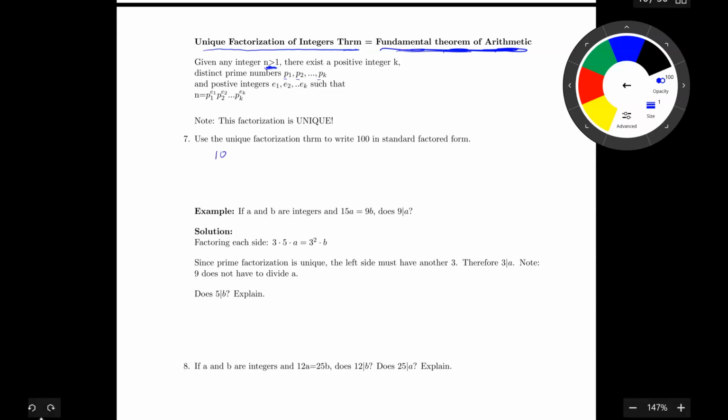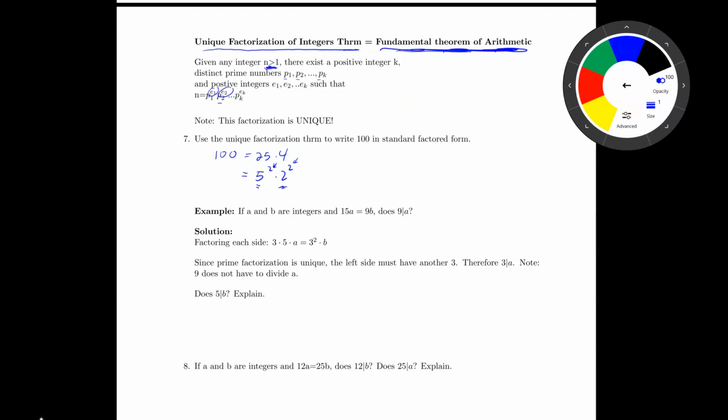So let's kind of play with this. So 100, I'm just going to go slow, is 25 times 4. So I can rewrite this as 5 squared times 2 squared. So these are my two prime numbers, and these are my two exponents, or my e values, right? So this would be p1, this would be p2, and there's my e1 and e2, right? This is unique. So 100 written as 5 squared times 2 squared is unique, and it's in the standard factored form.